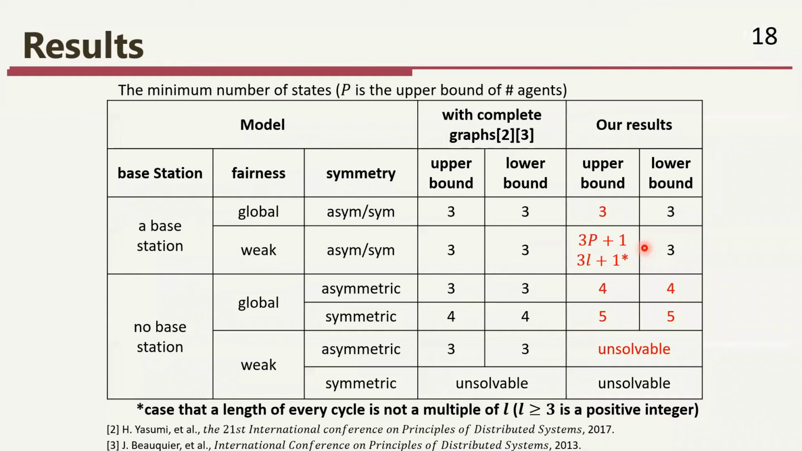Additionally, we also show a condition of communication graphs in which the number of states in the protocol can be reduced from 3p plus 1 to constant. This is it. If we assume communication graphs such that the length of every cycle in the graph is not a multiple of L, we show that the number of states in the protocol can be reduced to 3L plus 1, where L is a positive integer at least 3.